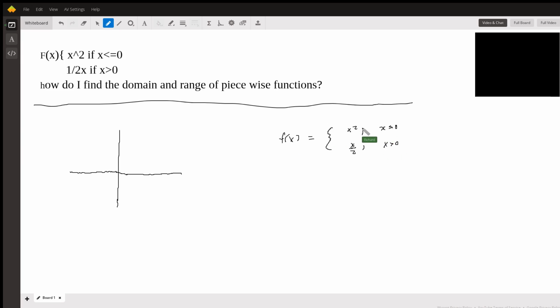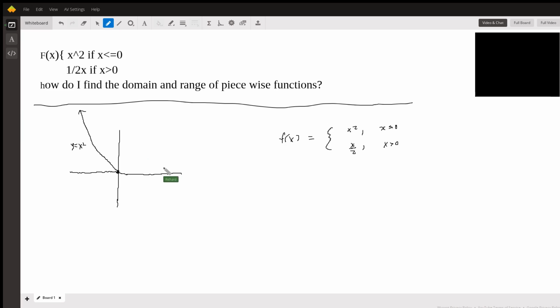Okay, so let's graph. This is just the standard parabola y equals x squared. It's defined when x is less than or equal to 0. So this part of the graph, we've got a point here, and then we just have a parabola going up. That doesn't look too good. Let me redo that. So you have a parabola going up like that. That's just y equals x squared.